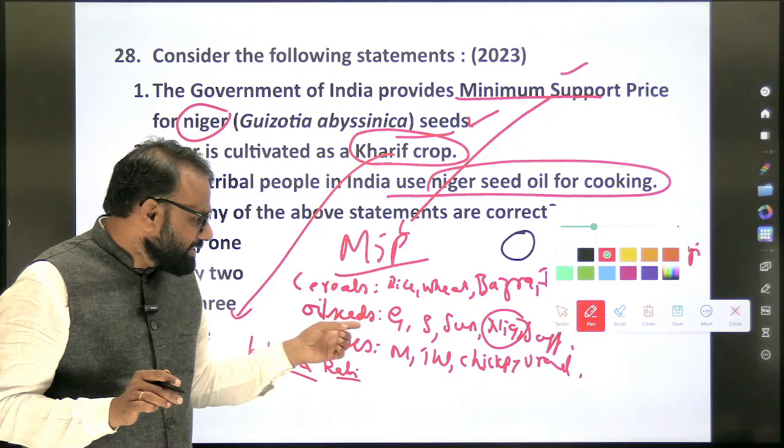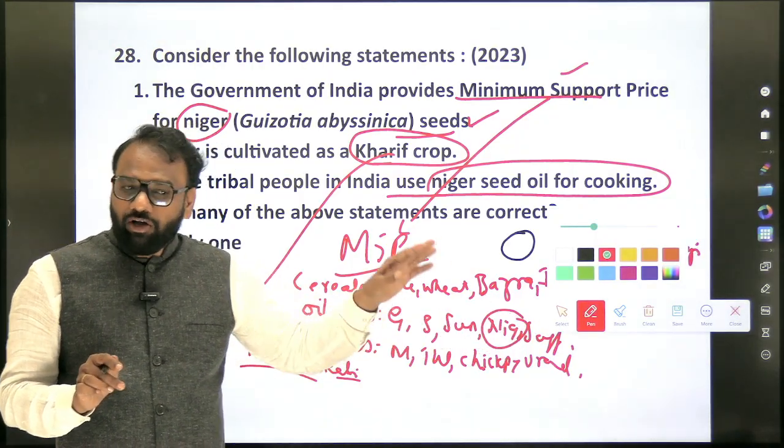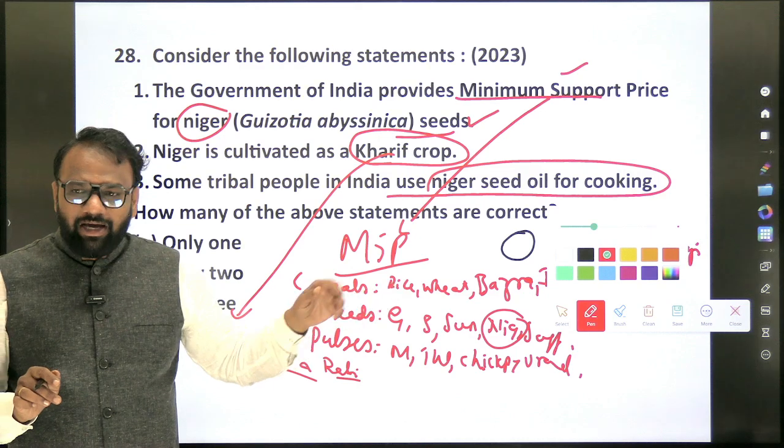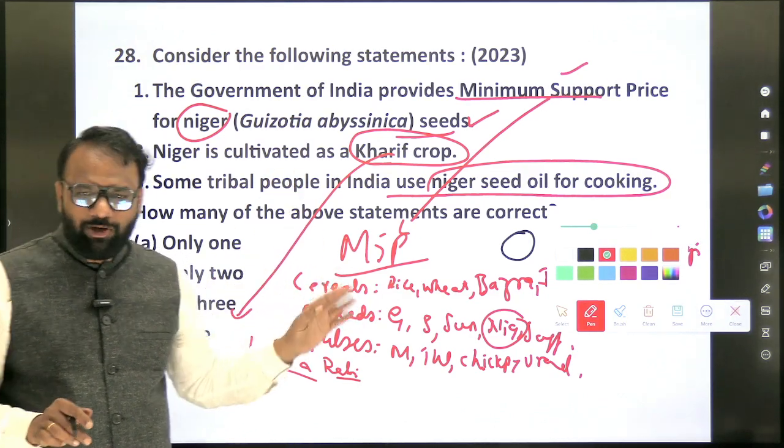So whatever oils that have been mentioned here, whether all of them are edible oils? Yes. So all of them are edible. So all of them in one or the other place, they can be used for cooking purposes. Okay. So based on this, we'll be able to answer the question.